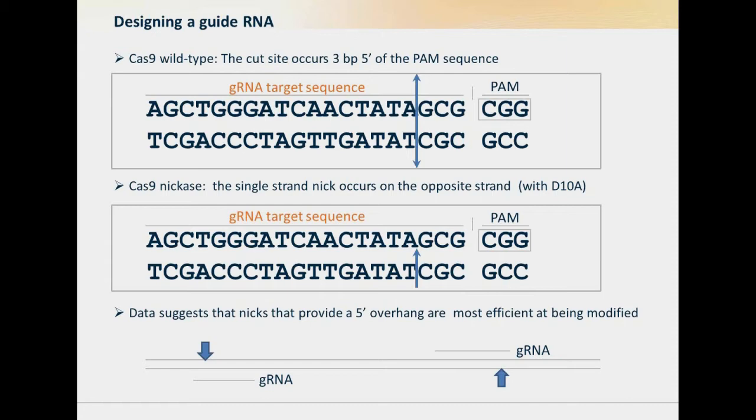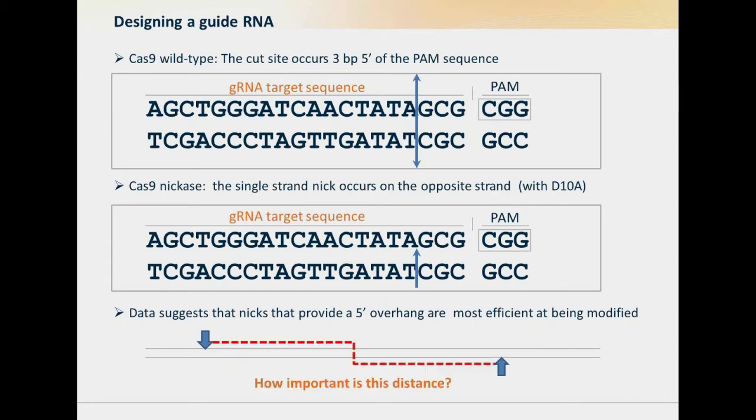Data has suggested that nicks that provide a 5' overhang are the most efficient for further modification. This is something that we've also found here at Horizon. So when you think about your guide design, you really want to place your top strand guide to the right of your bottom strand guide so that you achieve this 5' overhang.